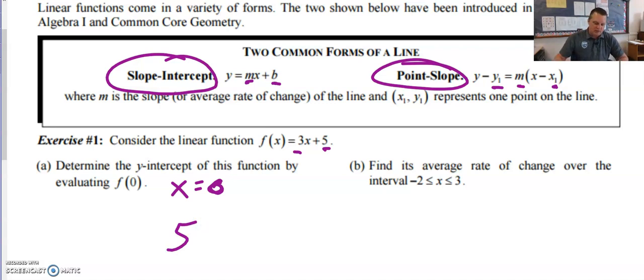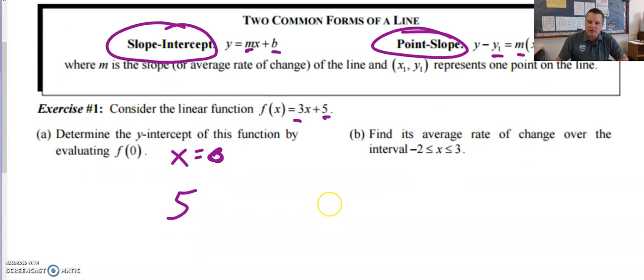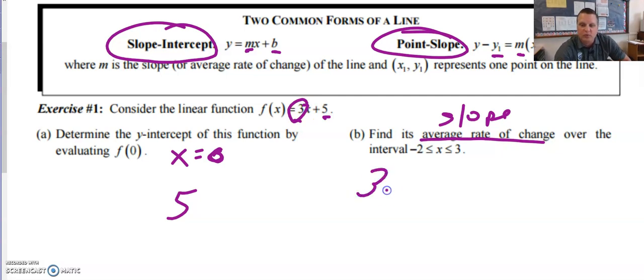The average rate of change. So here we are with the average rate of change. Remember, the average rate of change is the slope. We already know what the slope is, right? So the slope should be 3. All right, so the average rate of change should be 3.